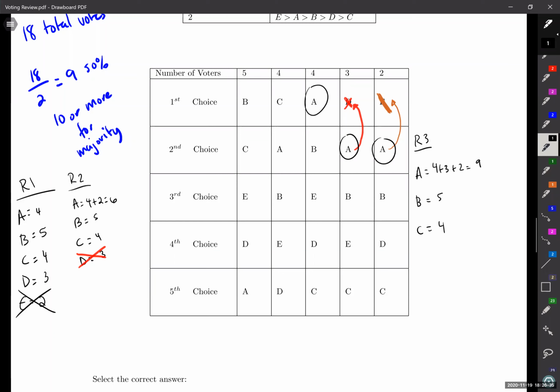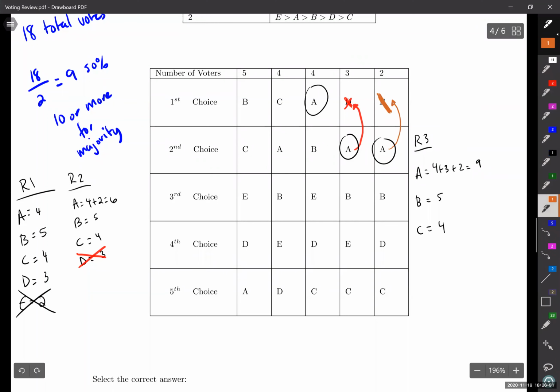But even though A is winning, can we call it the winner yet? No, because remember, the Hare method is looking for a majority. So even at this point, just having 9 is 50%. We need more than 50%. So you then eliminate the next lowest performing candidate, which in our case would be C. So you look at the people who voted for C and you say, who did you want next? Do we agree they also wanted A, and that's going to push us over the top? So now A is decidedly the winner.